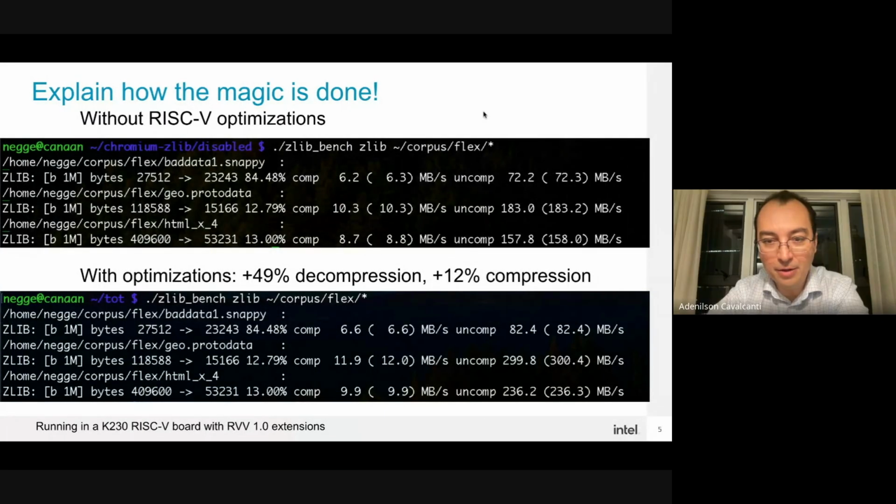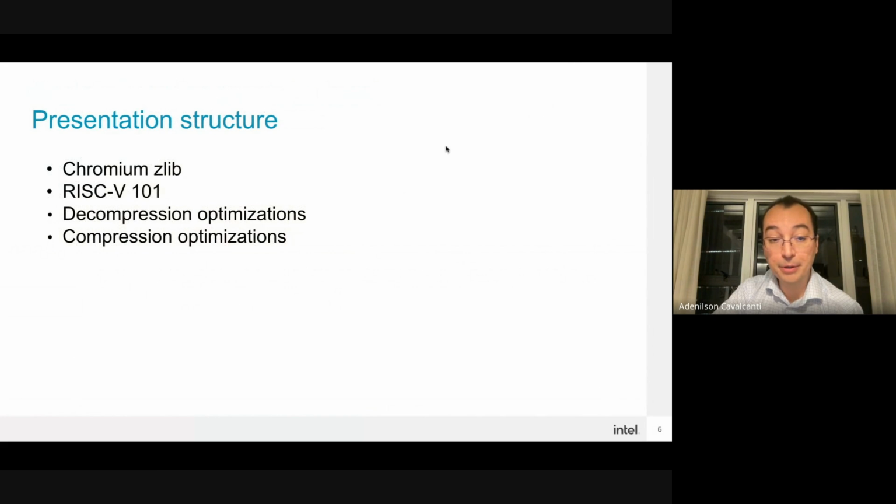Okay. Cool. Right. So the idea is to explain how the magic is done, how you were able to improve data decompression in average 49% on RISC V processors and about 12% for data compression on Chromium zlib. So the presentation structure, we're going to be talking a little bit about Chromium zlib. We will present a crash course on RISC V. Then we will follow through the optimizations proper.